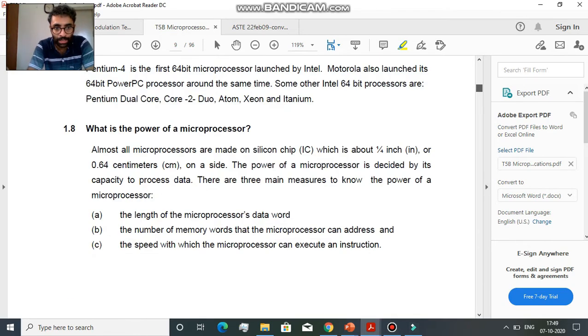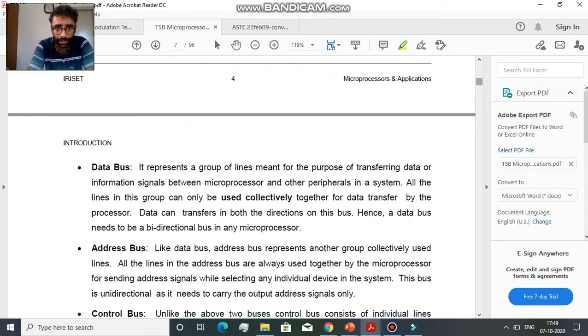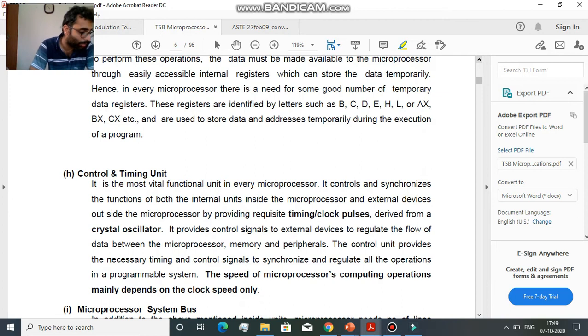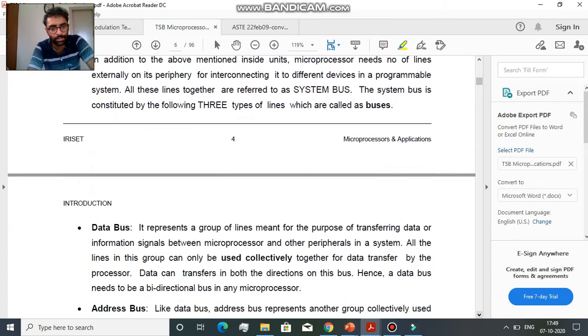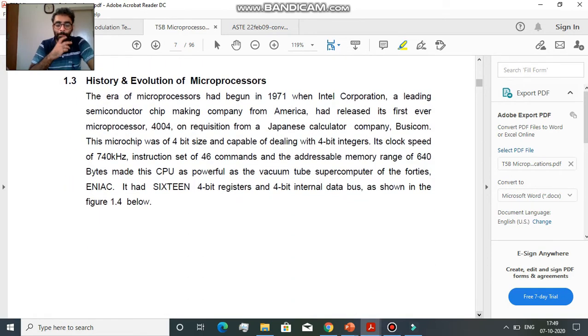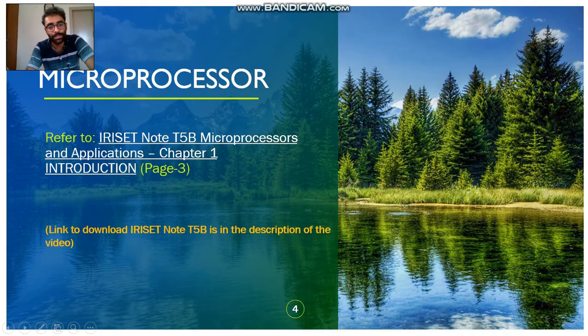Other than that, there are various types of microprocessor depending upon the number of bits that they deal with. There can be 8-bit, 16-bit, 32-bit and 64-bit microprocessors. These are all the types of microprocessors that you get.